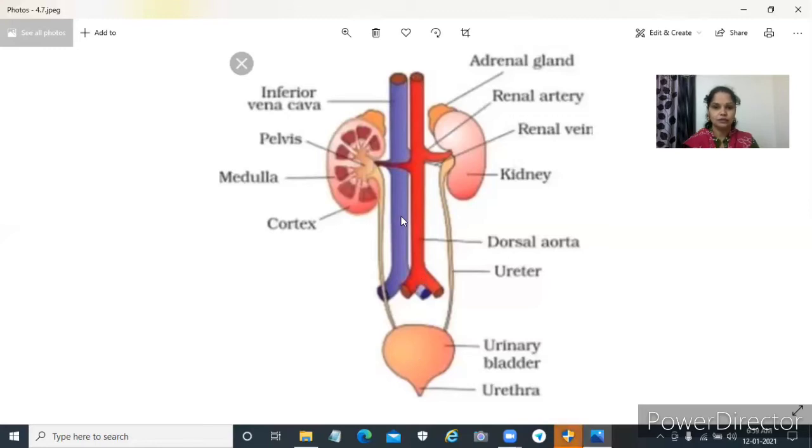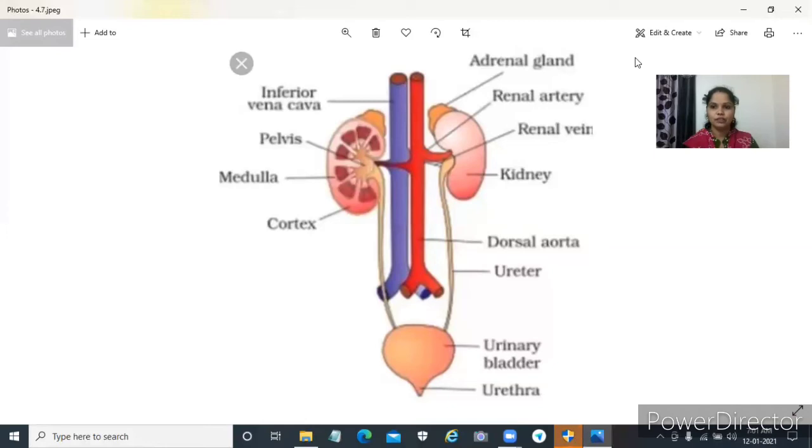Now the functions of the ureter. They help to transport the urine from the pelvis region toward the urinary bladder. And in the urinary bladder there is a temporary storage of the urine.